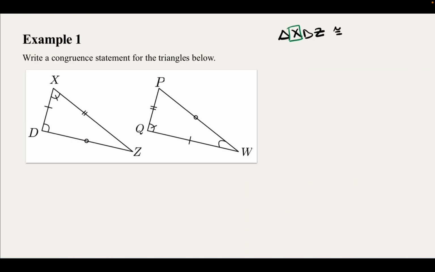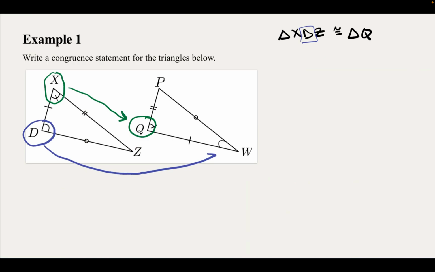Let's see what we're talking about here. We've got angle X or point X first. And in my diagram, that's right there. I want to look for the matching one in the other triangle, which is Q. That means that my notation here is going to start with Q because that's the one that corresponds with X. All right, now let's do the next one. I've got D, which is right here in my triangle. I'm going to match that up to the second triangle, which is W. So my second point is W.